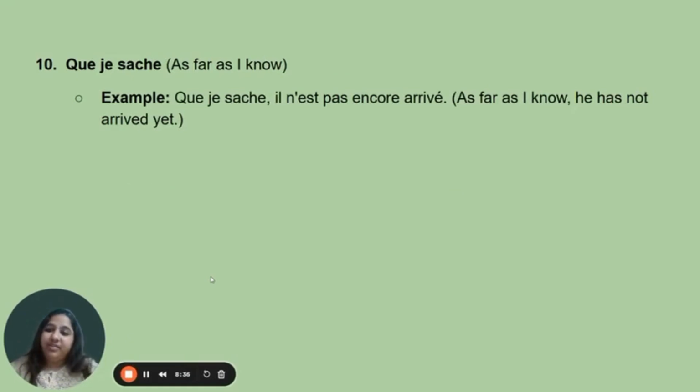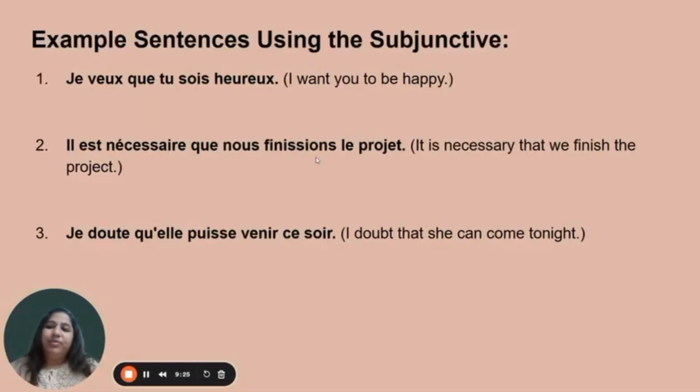Now let's see the last expression for the day. Que je sache, as far as I know. Let us see it in an example. Que je sache, il n'est pas encore arrivé. As far as I know, he has not arrived yet. Is that clear? So these expressions are important, and try to memorize them and put at least 2 to 3 somewhere in your IGCSE board writing task exam. I will not say all 10, but at least 2 to 3 where you can fit them. If possible, please try to use them in your speaking as well to impress your examiner and get good scores in your board exam.